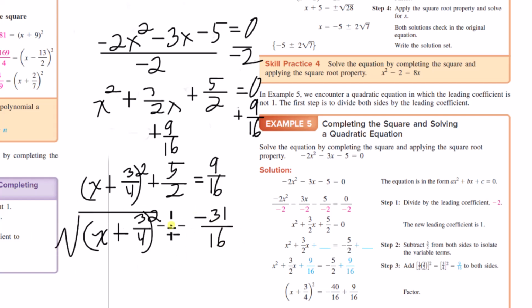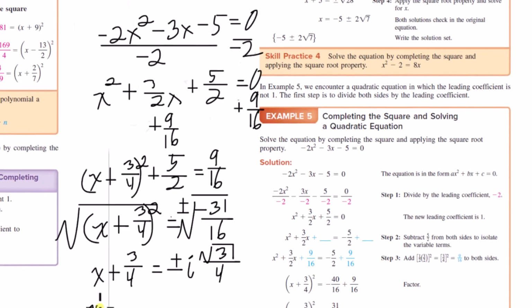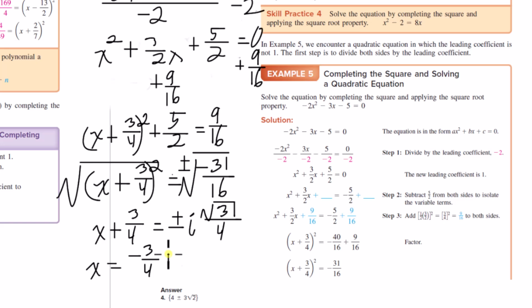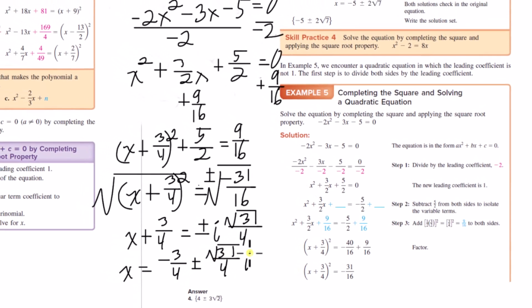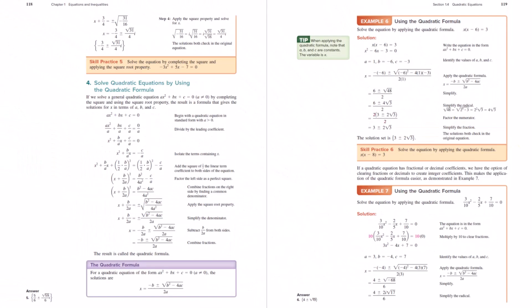So now let's apply the square root property. So x plus 3/4 is equal to, let's see, we can take out an i, and we're going to get what? So x is equal to minus 3/4 plus or minus root 31 over 4i. And there we go. Okay, in the next video, we'll finish off this section.